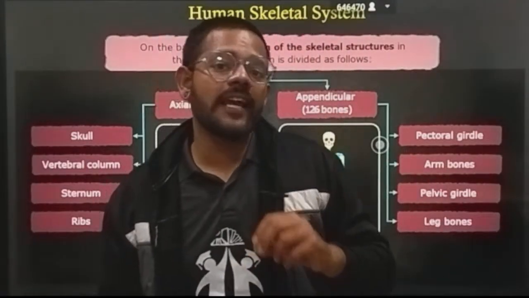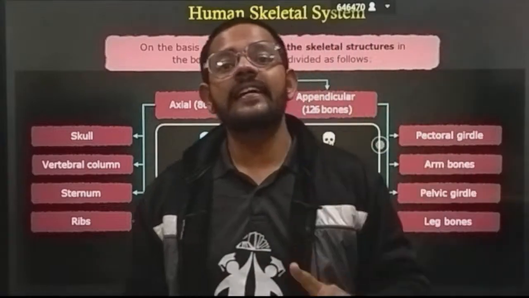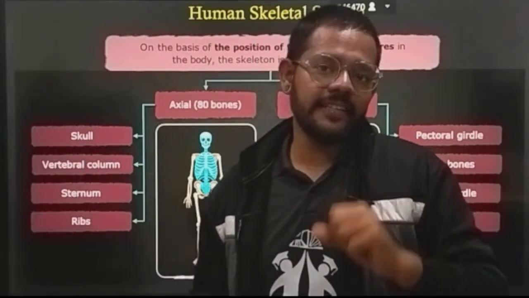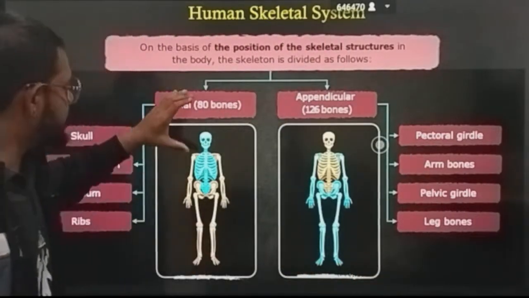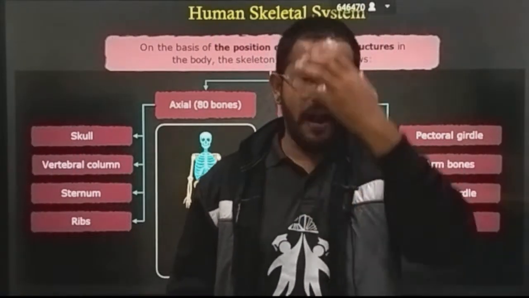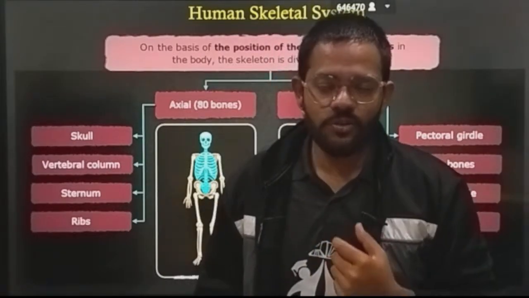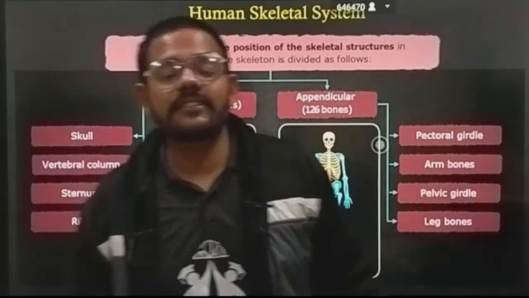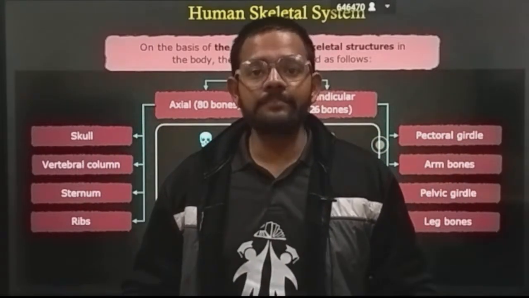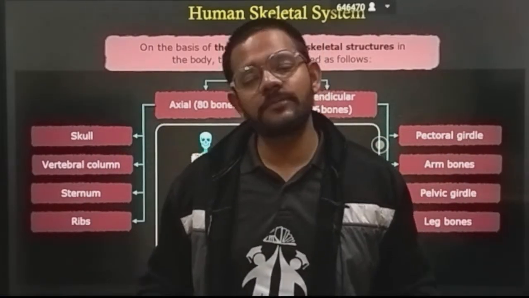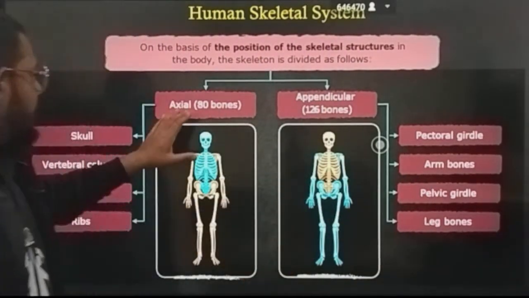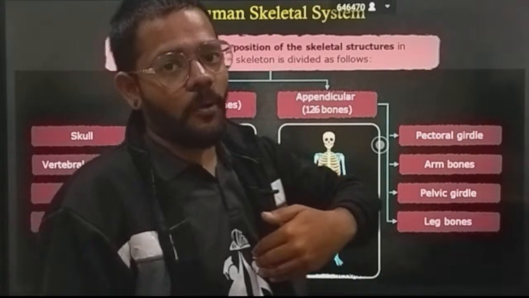Now we are going to see one by one the parts of this human skeletal system. We divide the human skeletal system in two parts: one is the axial skeletal part and one is the appendicular skeletal part. The axial part is the part present at the center of the body. The appendicular part is the part in which your pectoral girdle, pelvic girdle, hind limbs and forelimbs come.